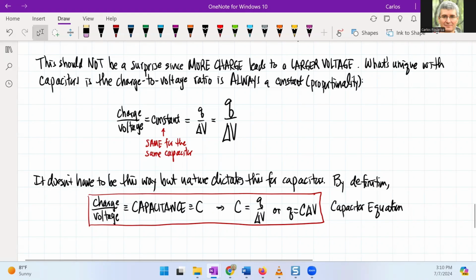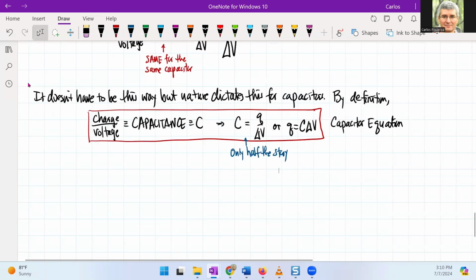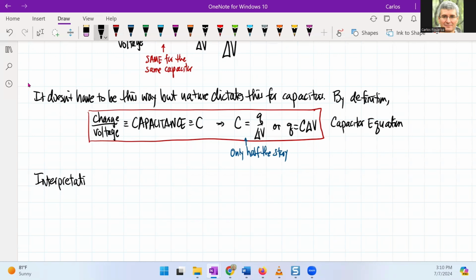I mentioned this just a little bit earlier. This is only half the story. In the next lecture, we'll get to the second half of this thing. So now let's just interpret this thing. What does this start to mean here? I want to do an interpretation of the capacitor equation.